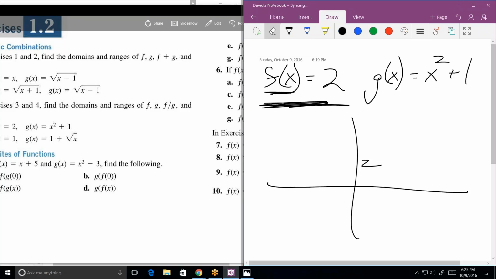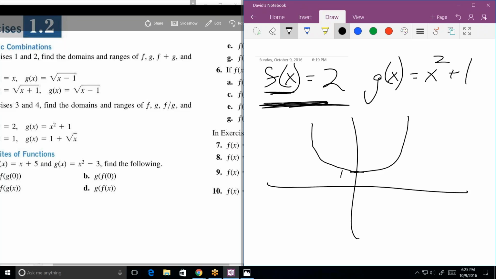Okay. Now, let's look at g of x, which is a parabola that doesn't go through the origin, it goes through point 1, because it's the regular-looking parabola that's shifted up by 1. Okay, so that means it's 1. Excuse me, what's the domain? Negative infinity to infinity. And what's the range? 1. Can it be infinity? Or yeah, 1 to infinity.